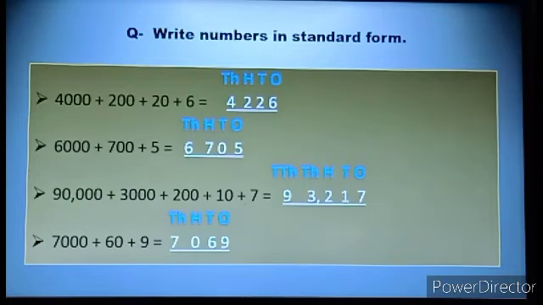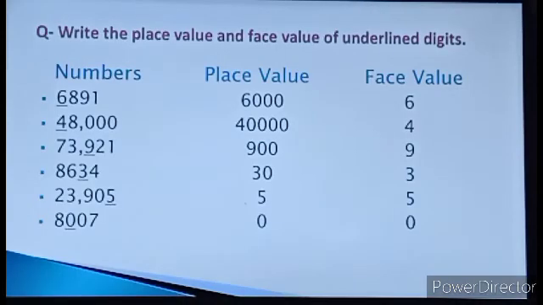Okay, next example is 7,000 plus 60 plus 9. The same way, you allot the places first and then you write the number. It also starts from 4 digits. So 7 is written on the 1000 place. Now the 100 place: is there any number on the 100 place? No. So we put 0 there. Okay, take care about this. Now 60 is written on the tens place and 9 on the ones place. So our number becomes 7069.